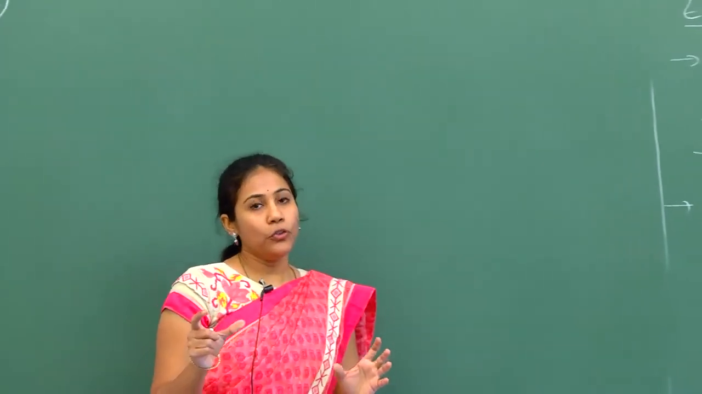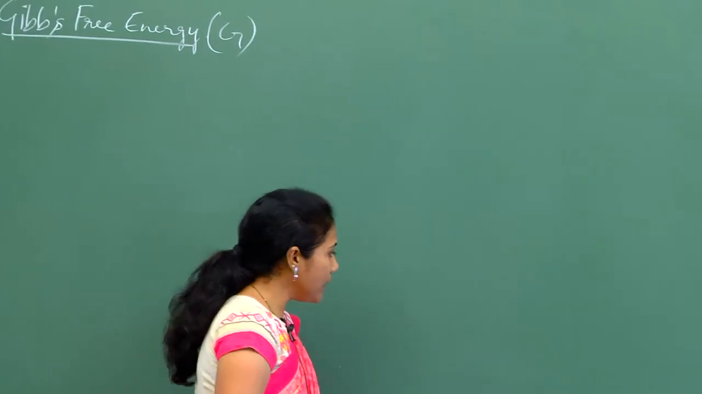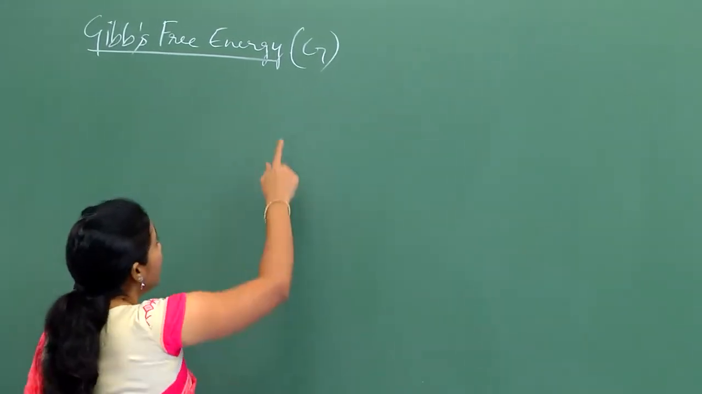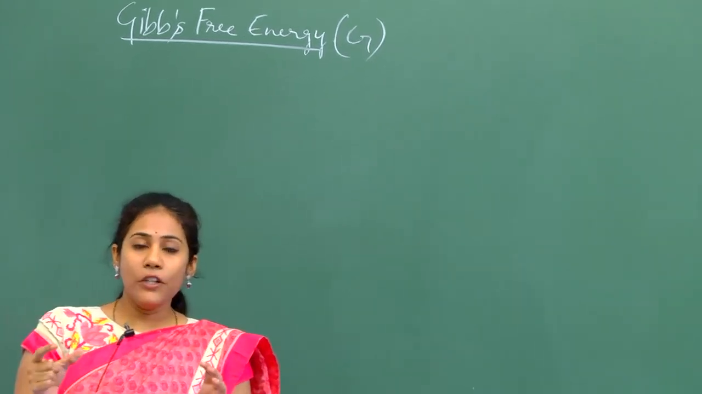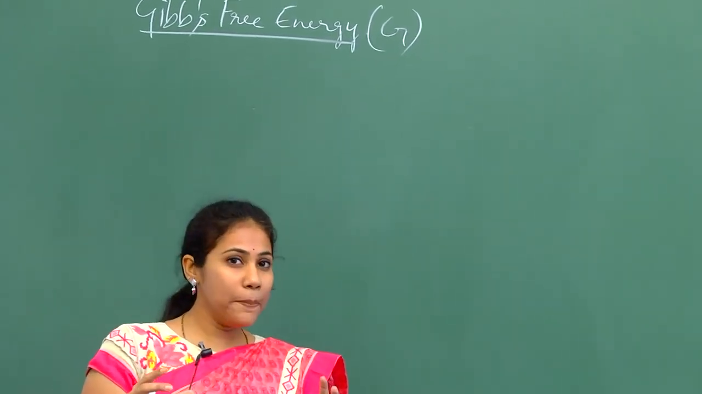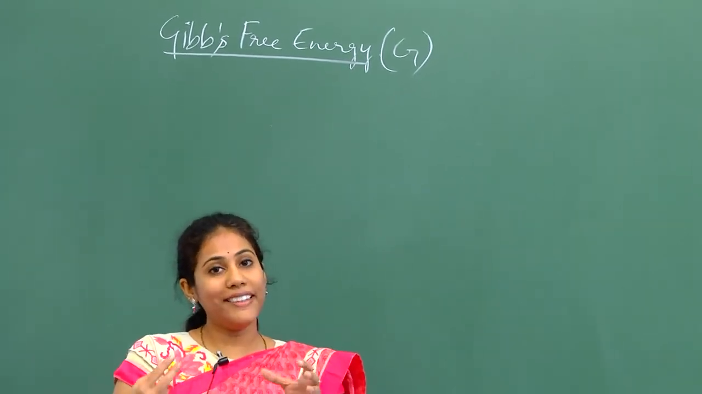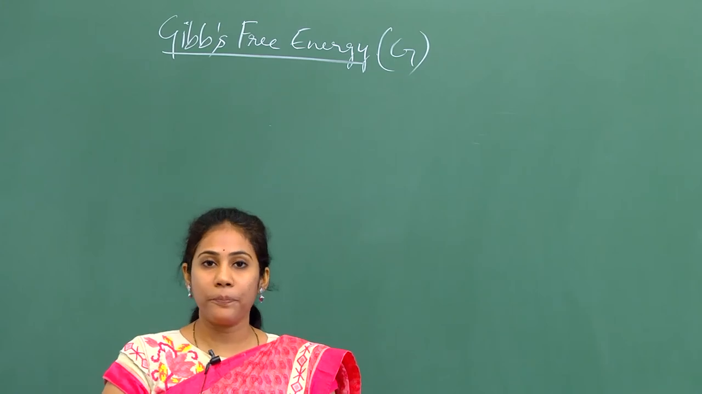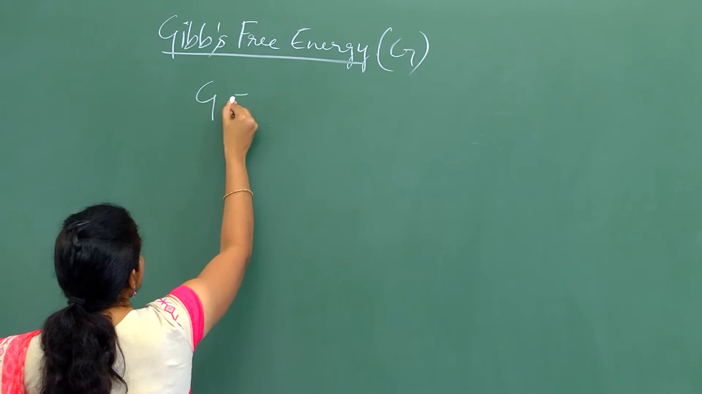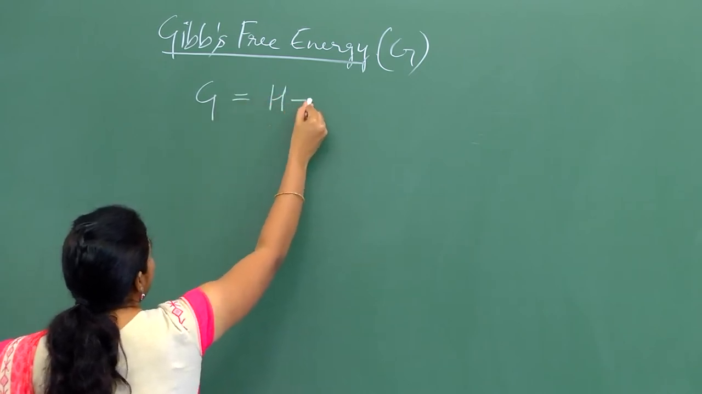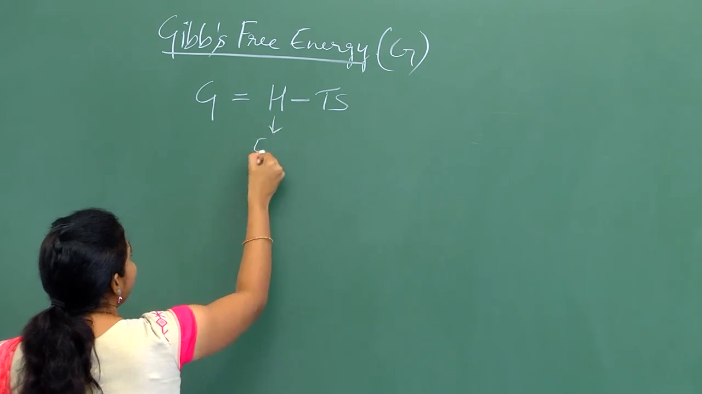Coming to Gibbs free energy, it's a very new term for you all, indicated with the letter G. As I already told you, the Gibbs free energy is a combination of both enthalpy as well as entropy. So there is an equation, that is G is equal to H minus TS. So what is H here? Enthalpy.